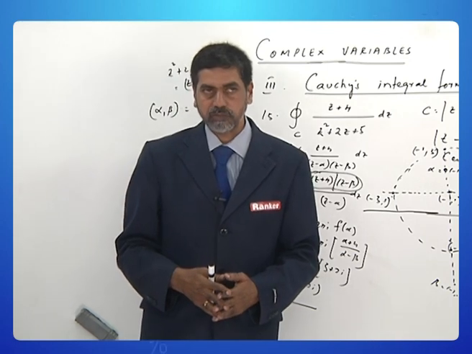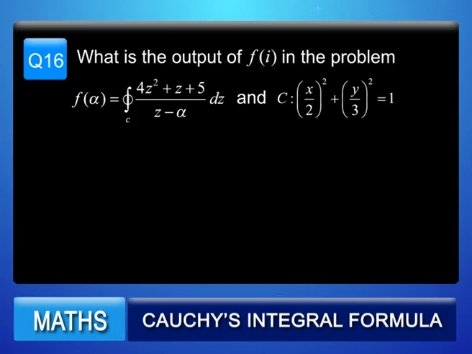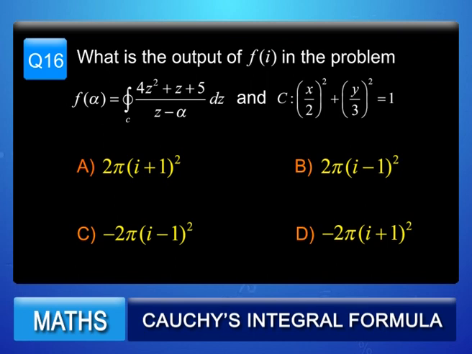Let's go to the next question. Question number 16. What is the value of f of i in the problem f of alpha is equal to the integral over c of 4z square plus z plus 5 by z minus alpha dz, and c is the ellipse x by 2 whole squared plus y by 3 whole squared is equal to 1.